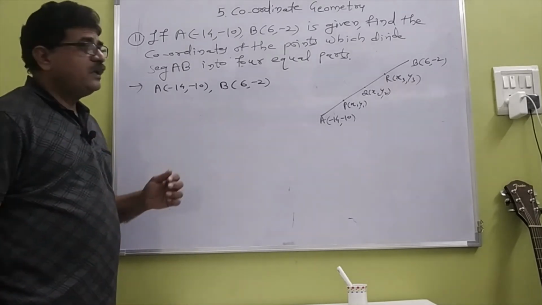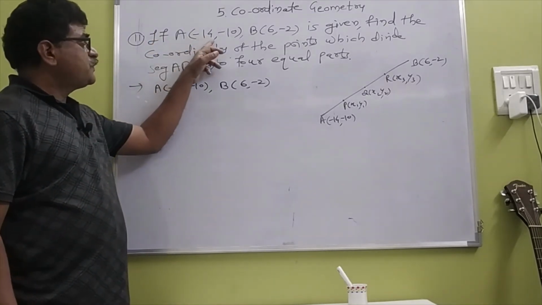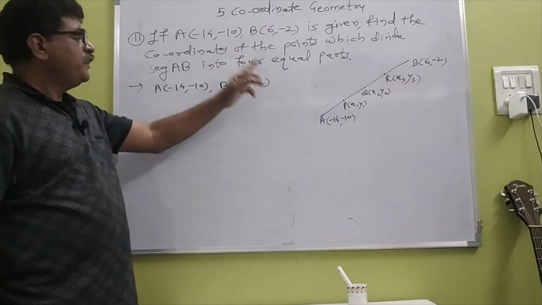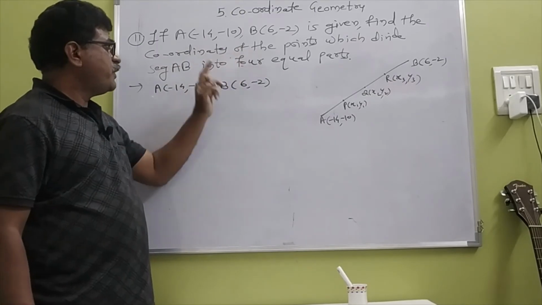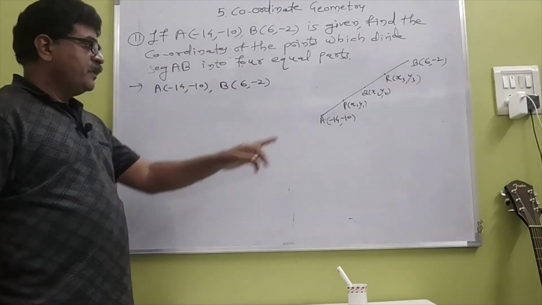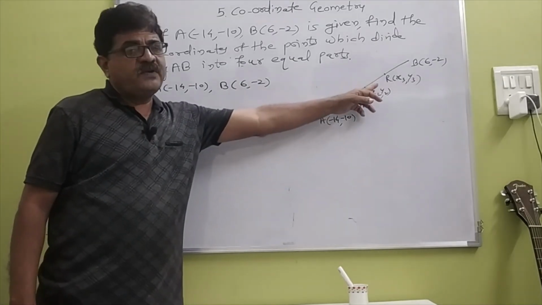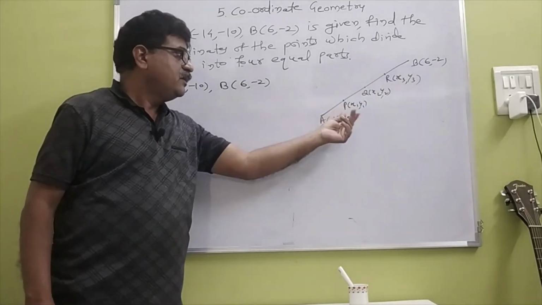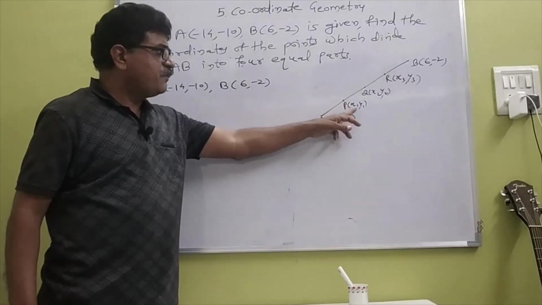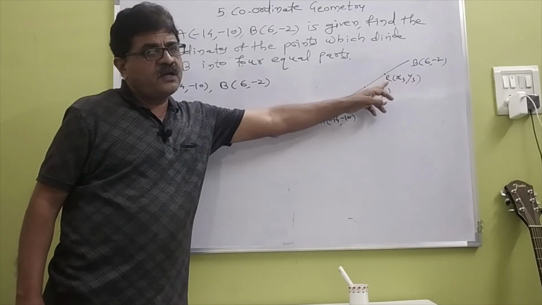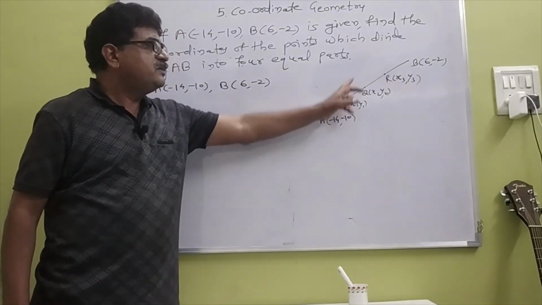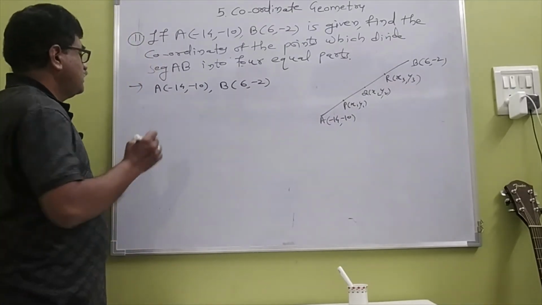Now question number 11. If A of minus 14, minus 10 and B of 6, minus 2 are given, find the coordinates of the points which divide segment AB in 4 equal parts. Now first we draw the figure, segment AB in 4 equal parts. Now we consider P of x1, y1, Q of x2, y2 and R of x3, y3 divide this segment in 4 equal parts.